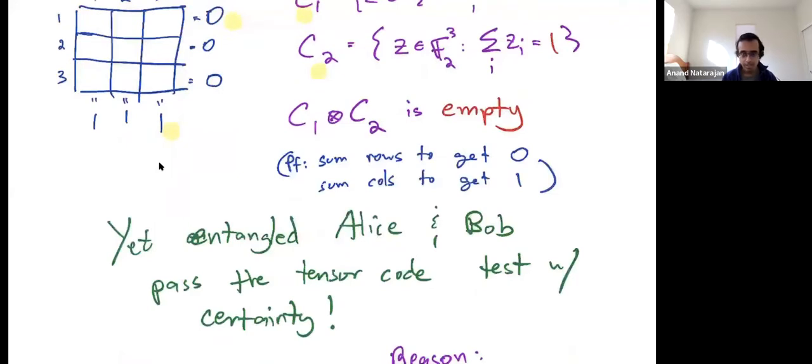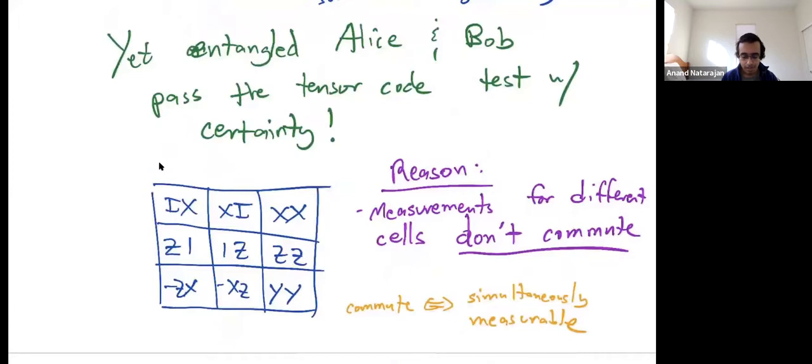And the reason this happens is that in quantum mechanics, you can have measurements that are not simultaneously measurable. You could measure one or the other, but not both. This is like the Heisenberg uncertainty principle. The clever strategy that Alice and Bob use has a measurement for every cell in the square, and measurements that aren't on the same axis parallel line, so the same row or column, don't commute. So you can't simultaneously measure them. But on the same axis parallel line, they do commute, and so you'll never detect a problem in the tensor code test. So this seems pretty spooky.